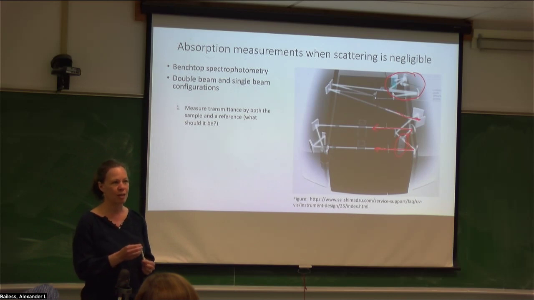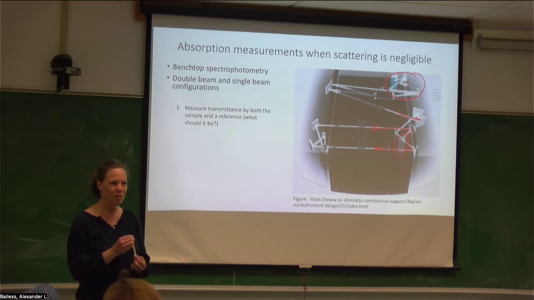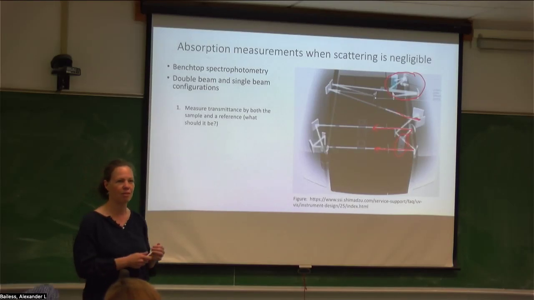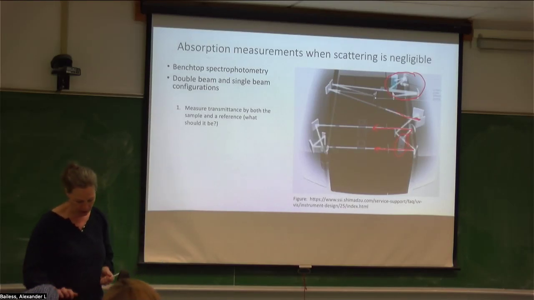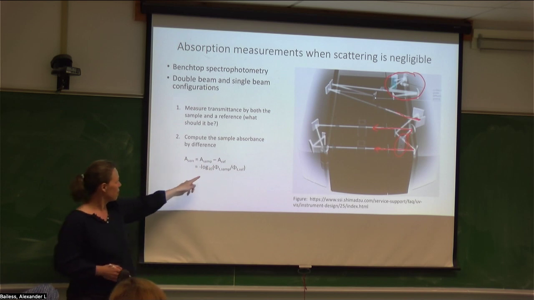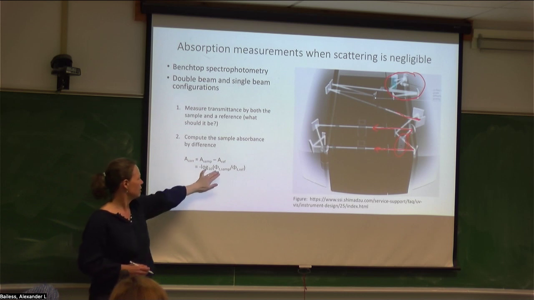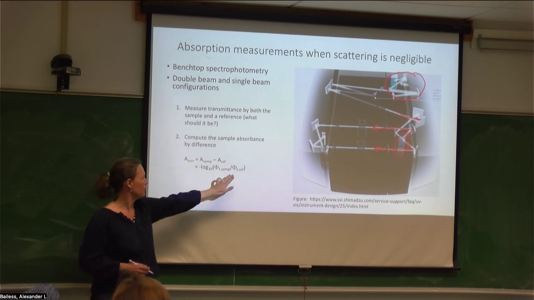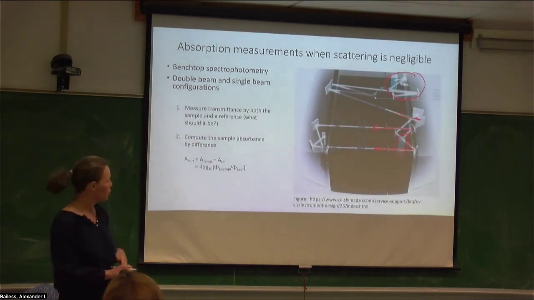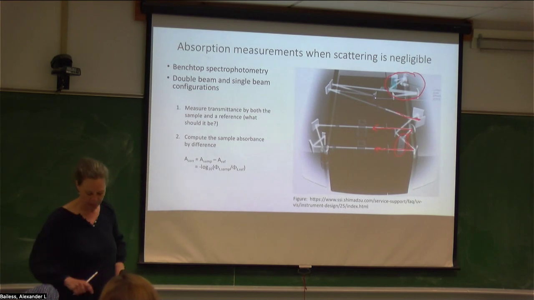We might try and measure some extracted pigments in acetone and methanol for fun later this afternoon too. And in that case, we probably want to put methanol and acetone as our reference, right? So you want to match your reference. And then you compute the sample absorption by difference. So absorbance sample minus absorbance reference, which is minus log 10 of the transmitted light by the sample divided by the transmitted light by the reference. And our instrument will do that for us automatically.